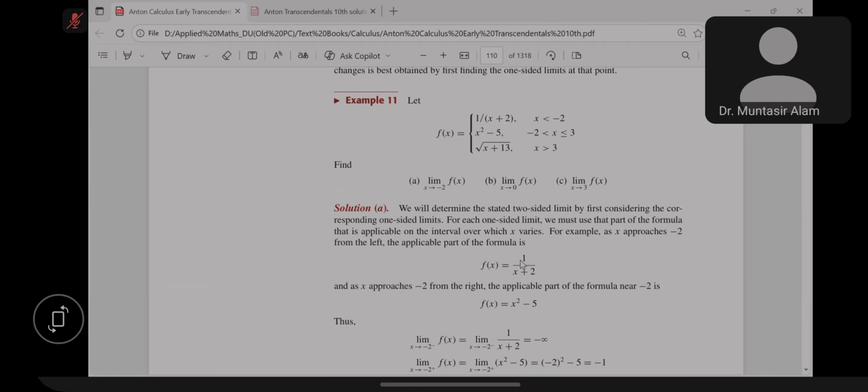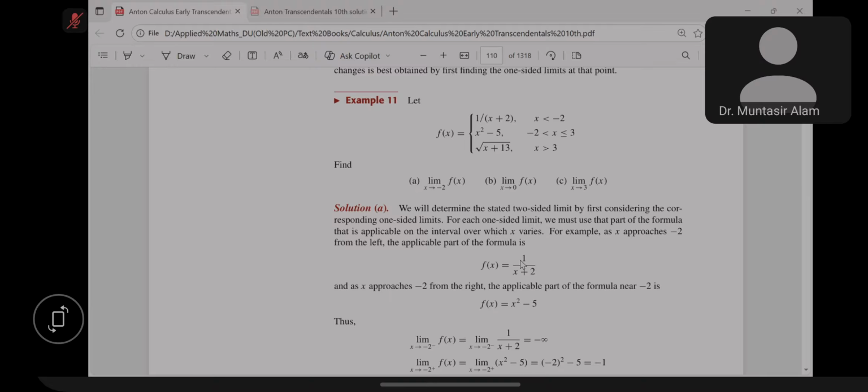All right. Now I'm moving to example 11. This is a very important type of problem for this chapter: finding the limiting value for a function which is a piecewise defined function. That means finding the limit of a piecewise defined function.